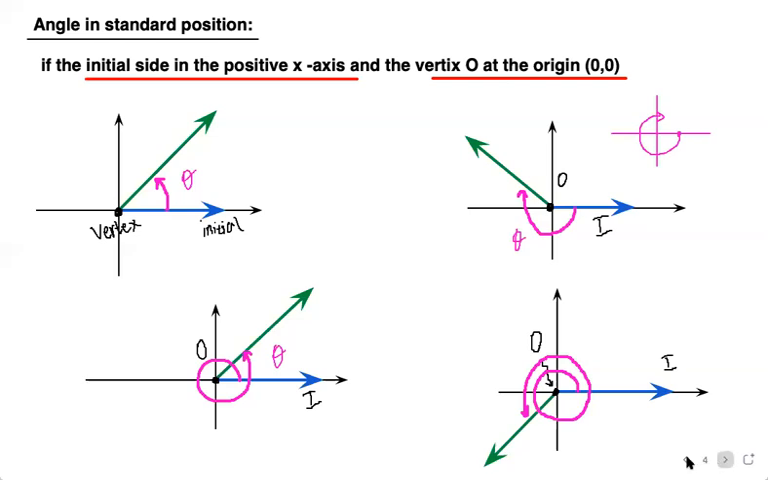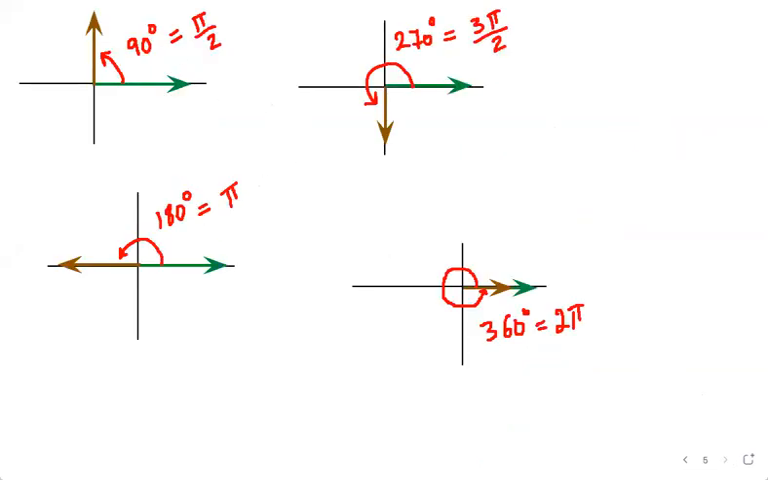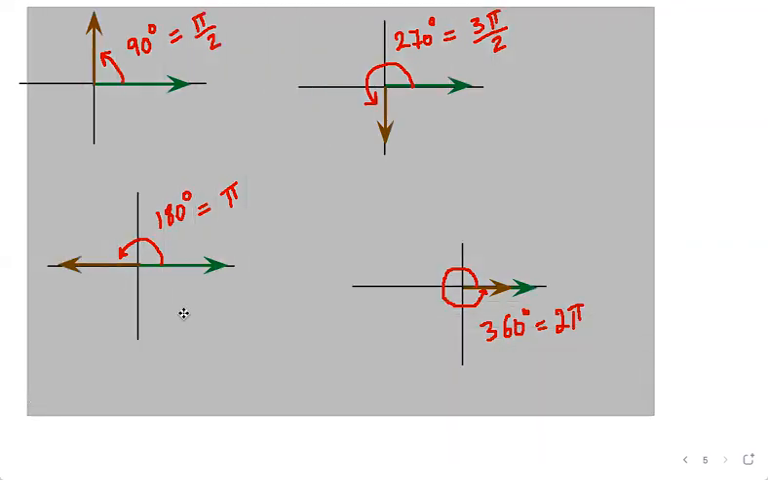So these degrees, we must memorize all of them, okay? We should know all of them.